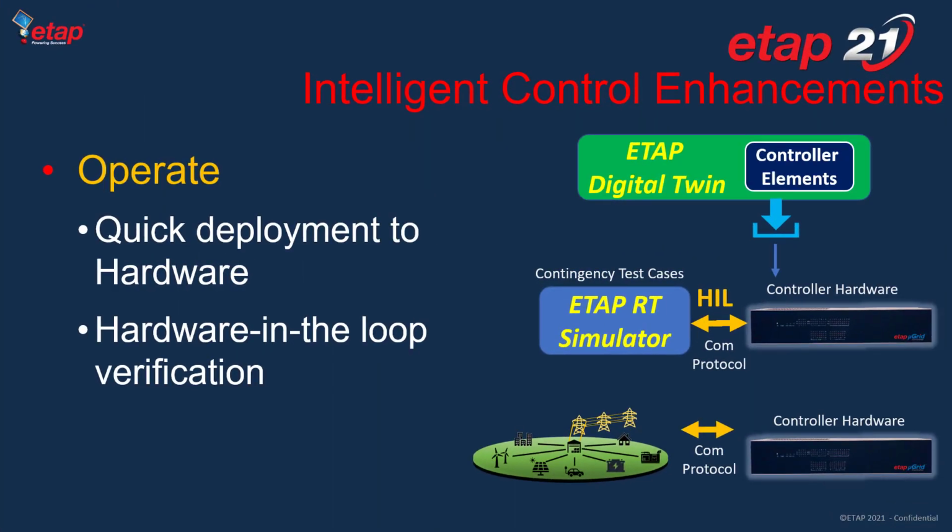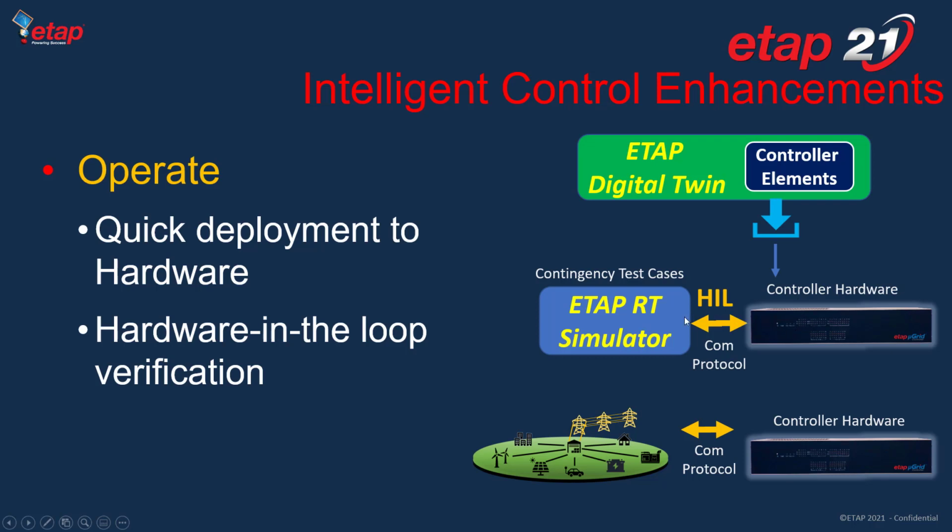So on the operate side, which is the actual controller system, we have done several enhancements. First of all, we have improved the quick deployment to the hardware. Once you have performed your simulations, your software in the loop simulations within the design package of ETAP, by getting the operation side of the system, you'll be able to download the same logic, the same digital twin model that you use to do your validations, into the hardware.